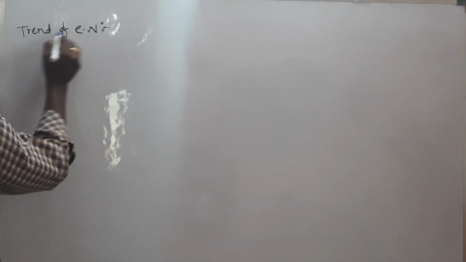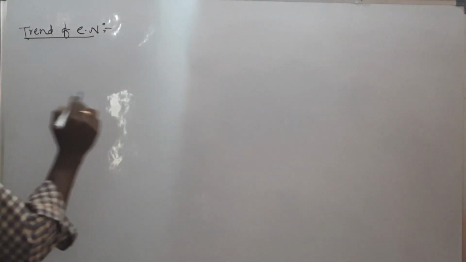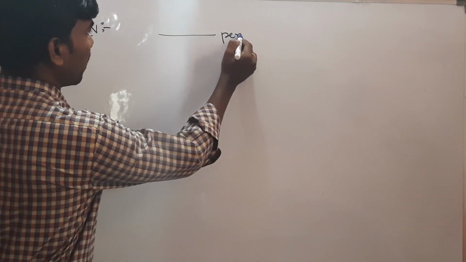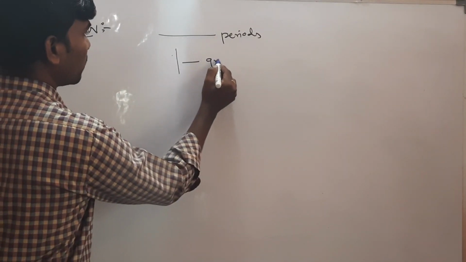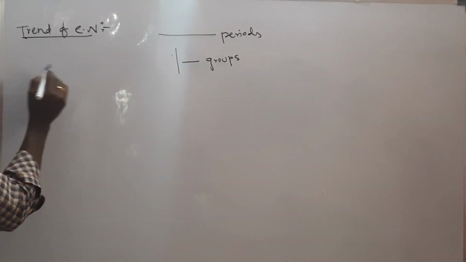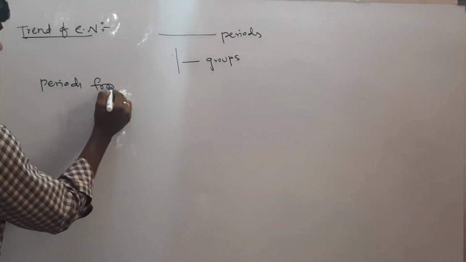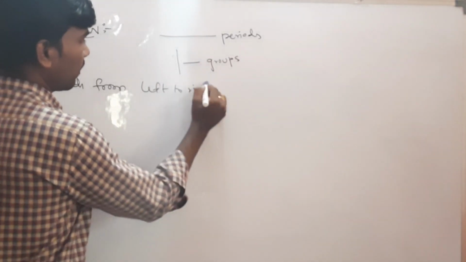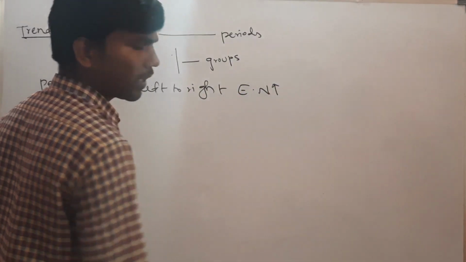Trend of electronegativity. What is the trend of electronegativity in case of groups and periods in the periodic table? In the periodic table, horizontal lines are called periods and vertical lines are called groups. We know that already. So in a period, when we are approaching from left to right, the electronegativity value will increase.